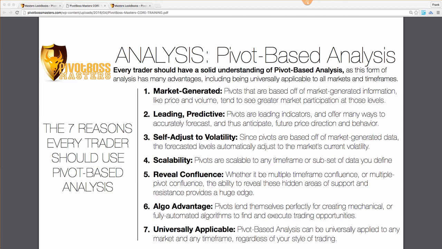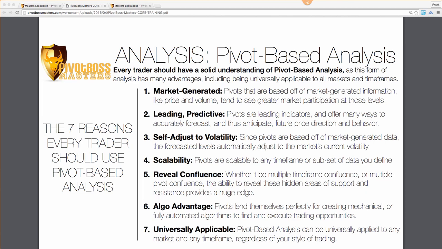And lastly here, number 7, universally applicable. This pivot-based analysis can be applied universally to any market and any time frame, regardless of your trading style. And again, I did that by design. I wanted to be able to use an approach that allowed me to trade on an intraday basis, the same I would trade on a swing basis, or the same I would trade on a position basis in terms of analysis and those types of things. Execution, obviously, you can execute so many different ways, all the way up and down the scale.